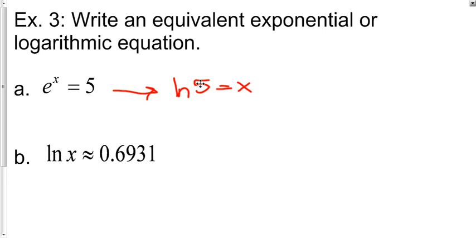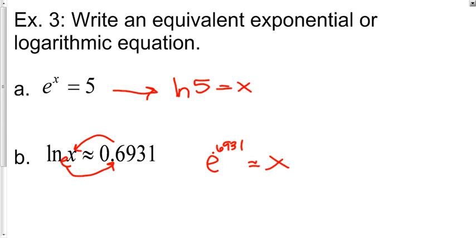Now in part B, we're starting with a natural logarithm. Ln of x is approximately 0.6931. How can we write it in exponential form? So taking the logarithm, rewriting it in exponential form. Well, remember that your base of this logarithm is e. So it's base e, here's your power, and it should equal x. So e to the power of 0.6931 is approximately x.